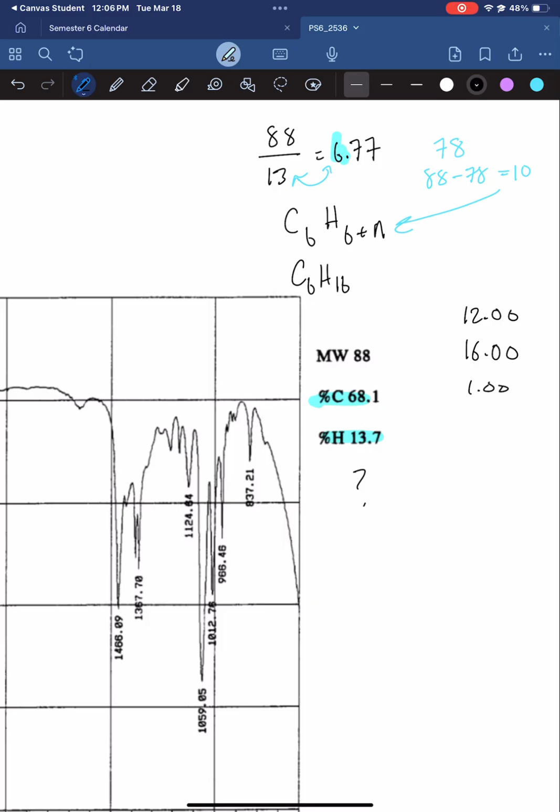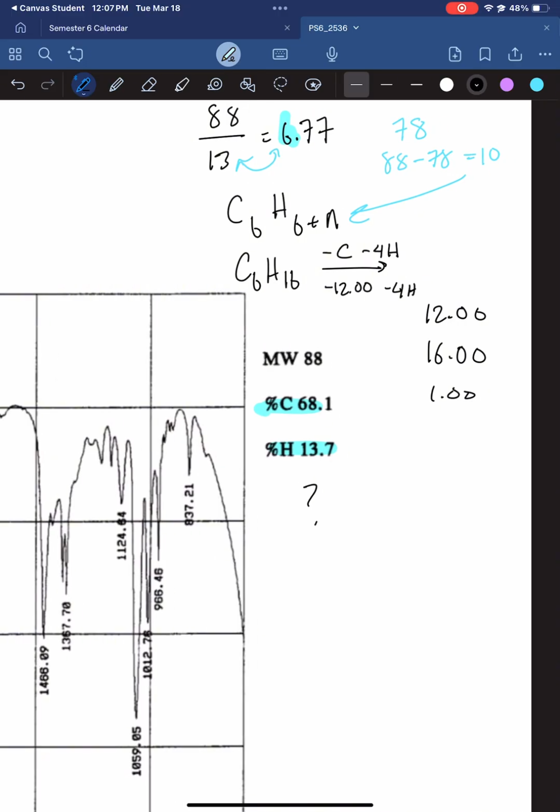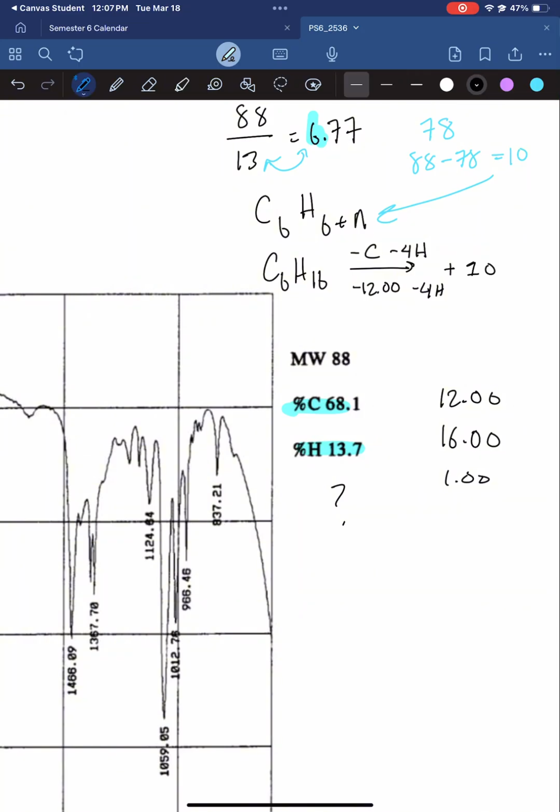A short and dirty way to deduce the molecular formula is by taking the difference of carbons and hydrogens and replacing them with the equivalent masses of oxygens. So what do I mean by that? We know that there's going to be an oxygen somewhere in here. So we want to subtract a carbon, and we're going to subtract 4 hydrogens. That's going to be minus a molecular weight of 12 minus a molecular weight of 4. And if we subtract that out, at the same time we're going to add 1 oxygen, because oxygen has a molecular weight of 16.